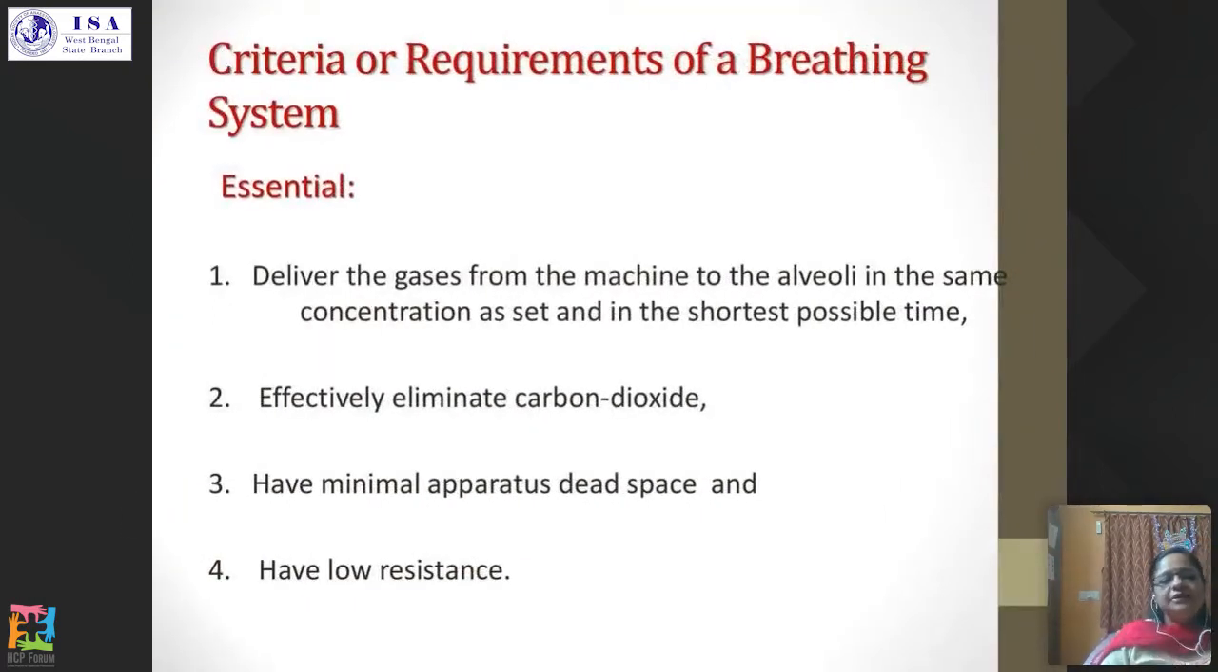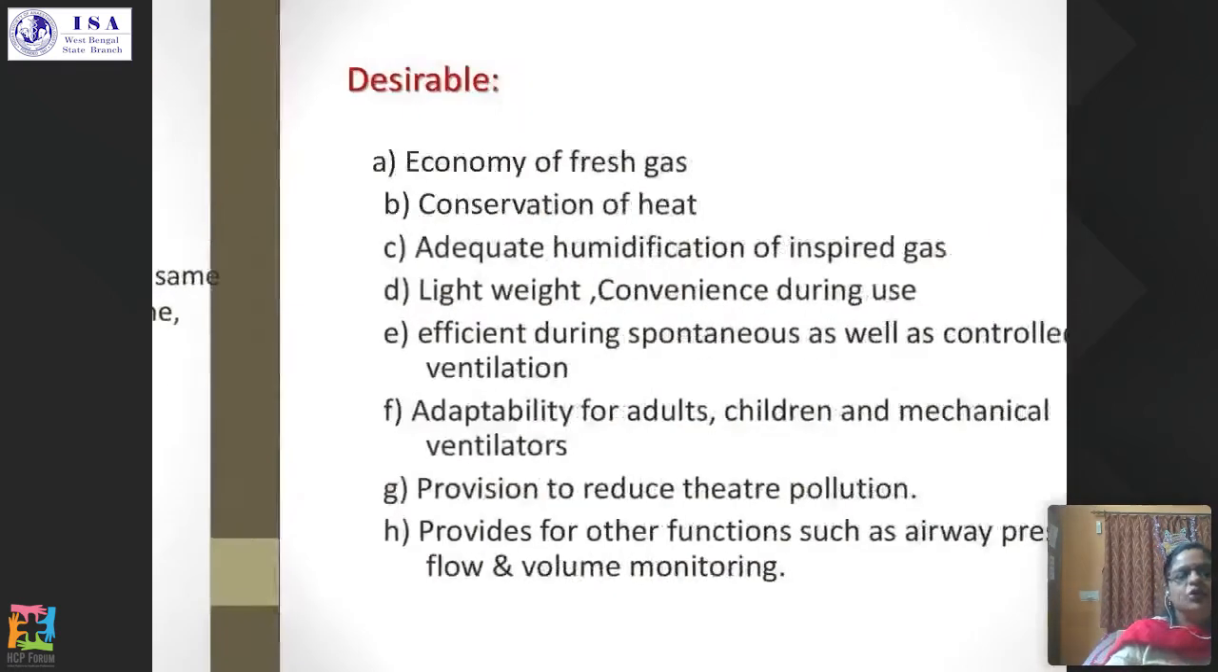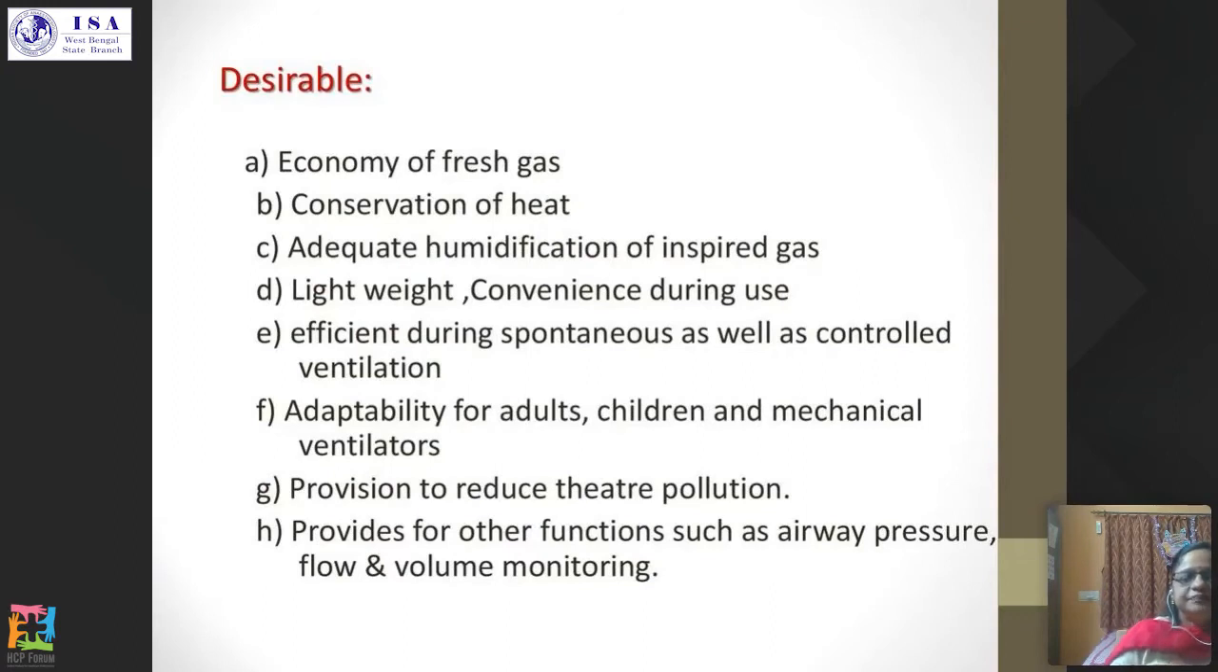The criteria or the requirements for the ideal breathing system. What are those? There are some essential criteria. They should deliver gases from the machine to the alveoli in the same concentration as set in the machine and in the shortest possible time. And they should efficiently eliminate the carbon dioxide. They should have minimum apparatus dead space and have low resistance. There are a few desirable characteristics, that is economy of the fresh gas, conservation of heat, adequate humidification of the inspired air, etc.